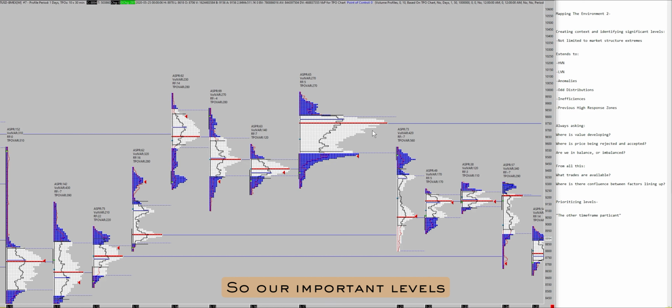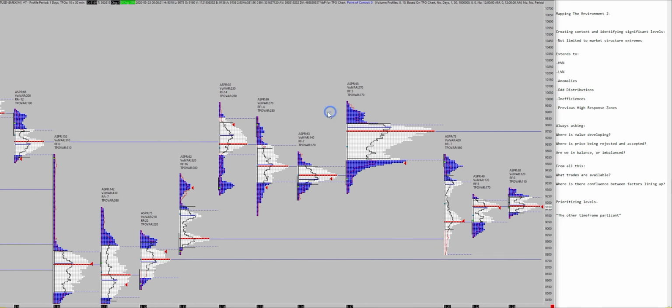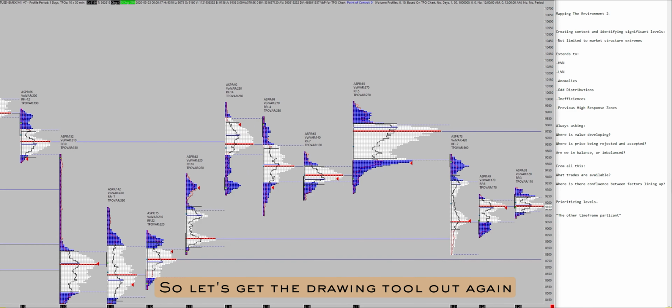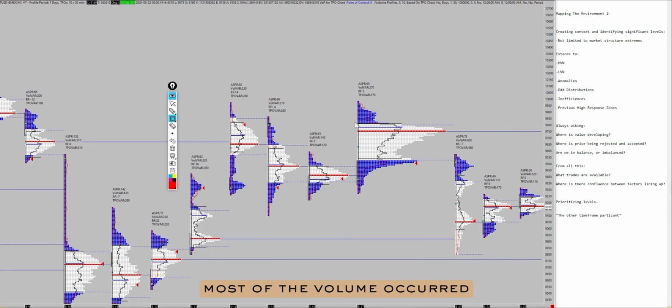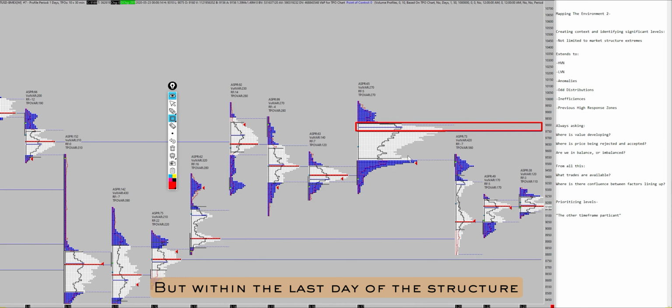So our important levels within this structure and important considerations are that within this entire structure, most of the volume is at the high. So let's get the drawing tool out again. Here is a significant level because this is where most of the volume occurred. So this should act as resistance if we were going to be approaching it again. But within the last day of the structure, we end up closing at the low end of value and below value.